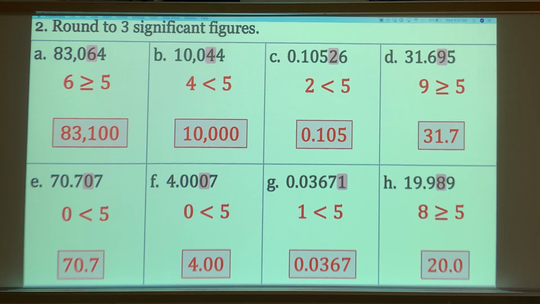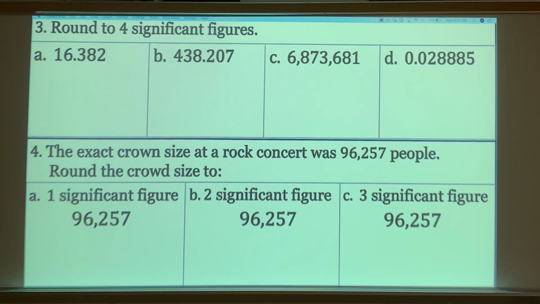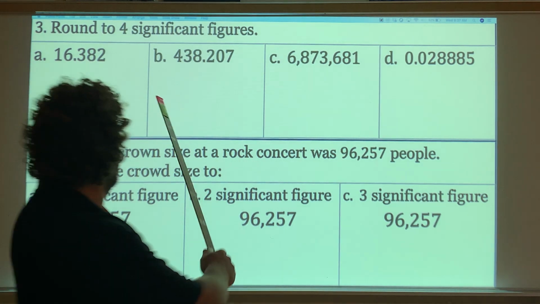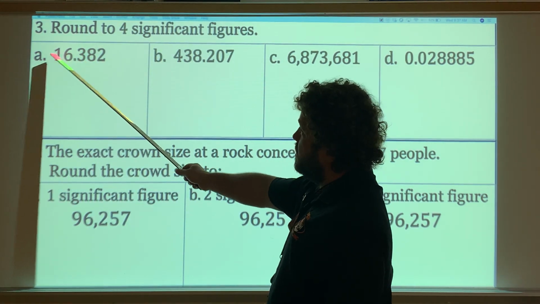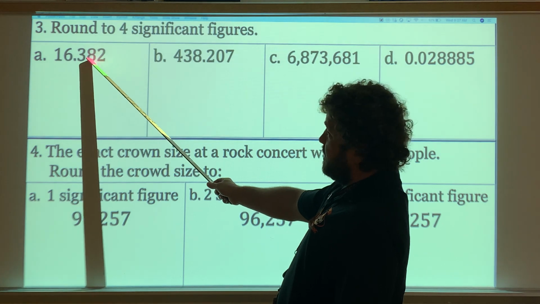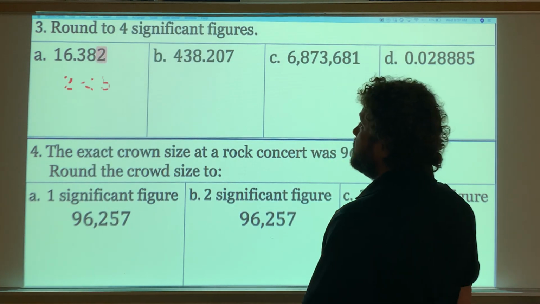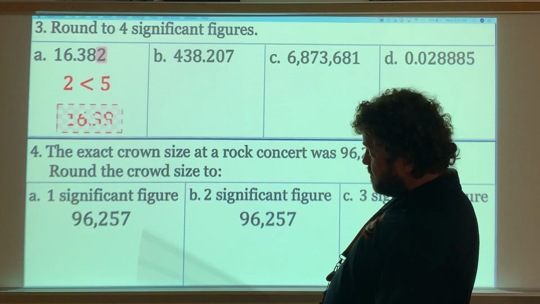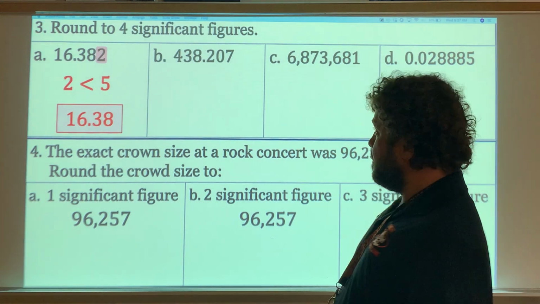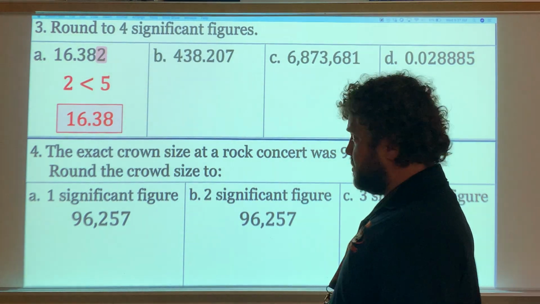How are we doing so far, right? What number is this? 2? Ready for 4? All right, I think we only got 10, and then we're good, and then we're done. All right, round 4 significant figures. So 1, 2, 3, 4. You're going to round to the 100th place. Use the 2. 2 is less than 5. 16.38.